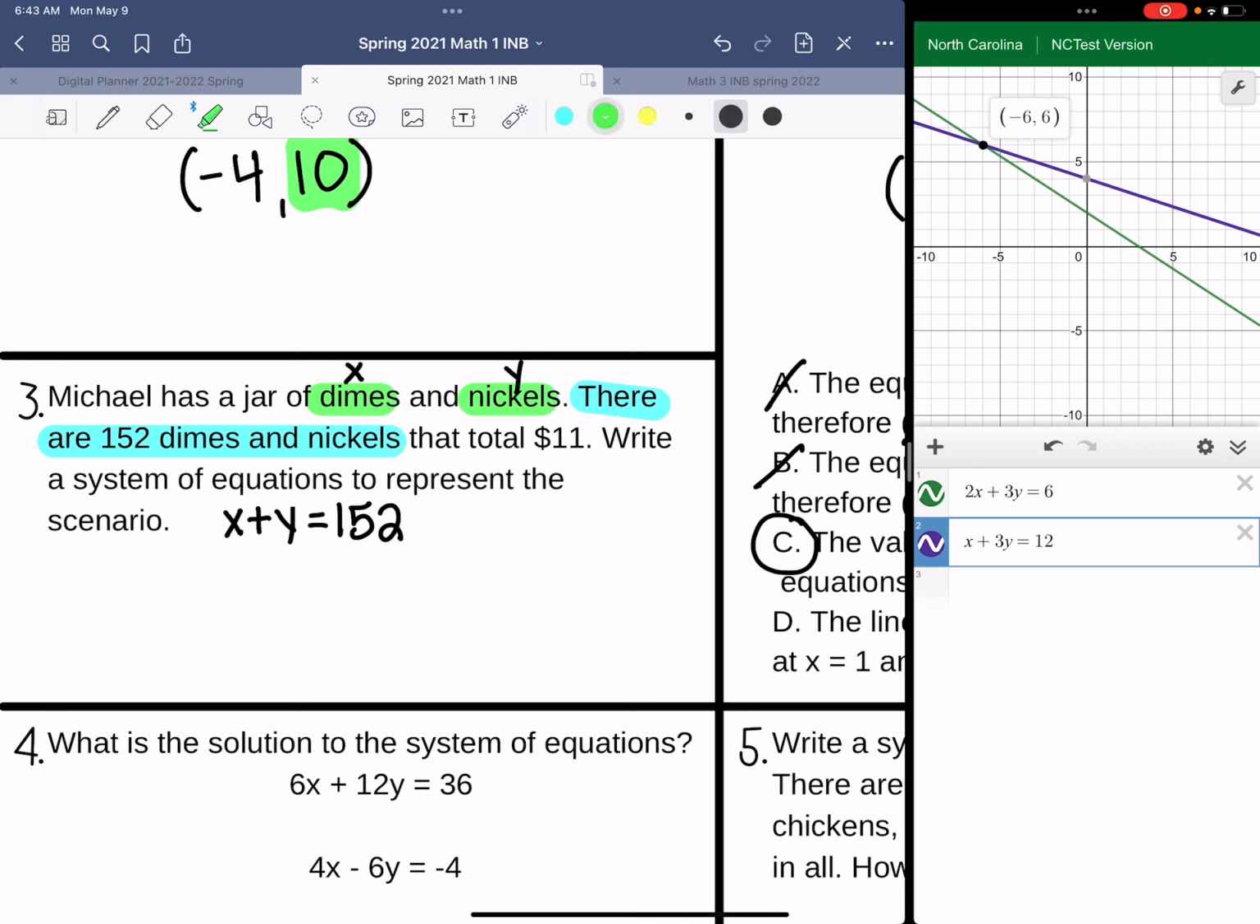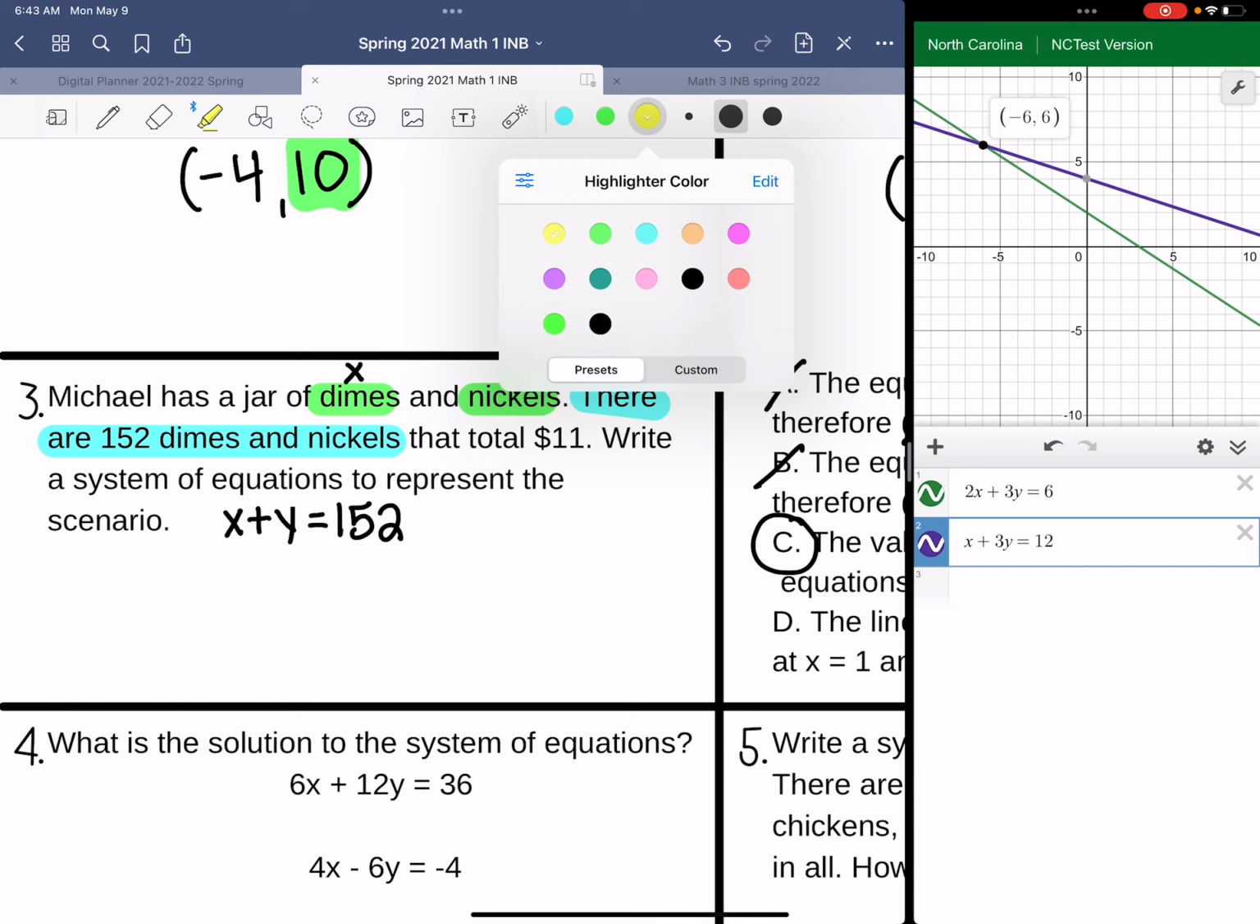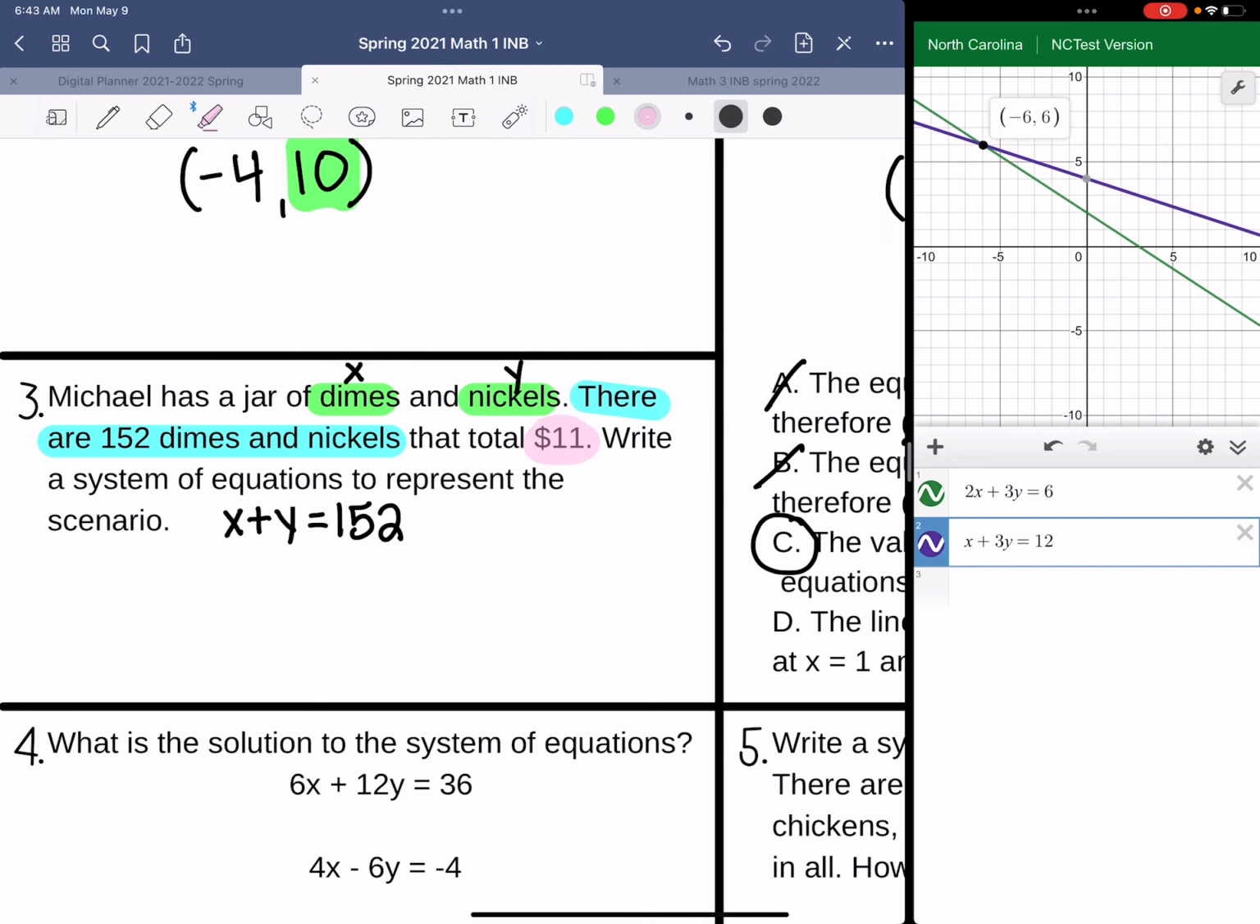Now the next thing that we're going to talk about in this problem is how much everything is worth, which is $11. So the next equation is the $11 equation, but we've got to put how much each thing is worth in the actual x and y. So dimes are worth 10 cents, so we're going to put 0.10. Nickels are worth 5 cents, so 0.05. So when we apply this, we're going to say 0.10x plus 0.05y equals $11 total, giving us that system of equations.